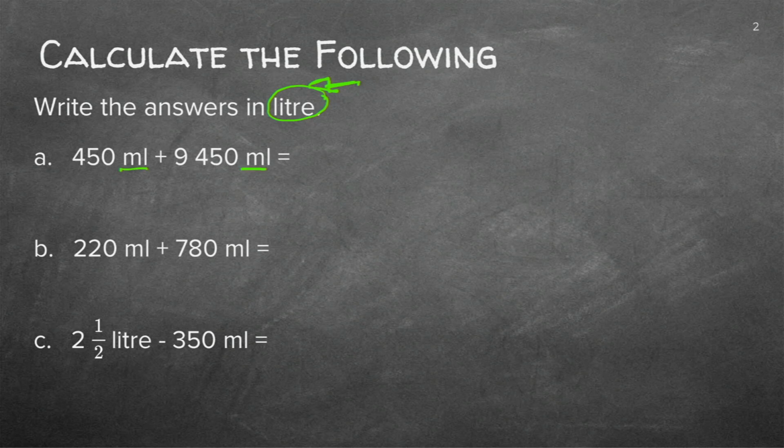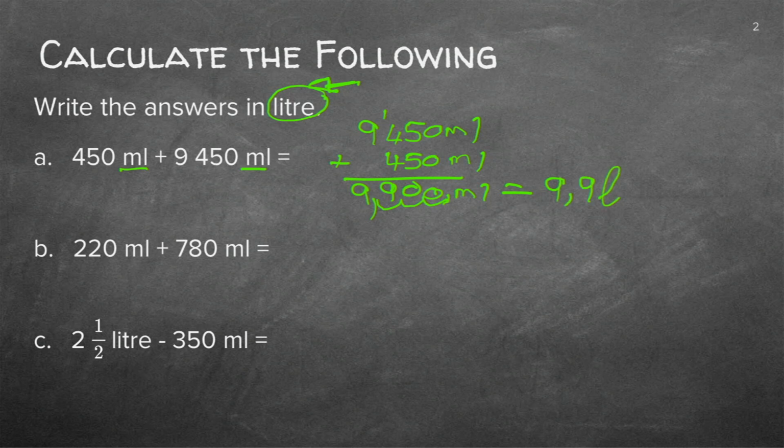This will be an easy one. Both units are in milliliters. So now I just have to go and say 9,450 milliliters plus 450 milliliters will be 9,900 milliliters. But they're asking the answer in liter. And know that cool trick. When we divide by 1,000, we move the comma 1, 2, 3 times. So the answer will be 9,9 liters.